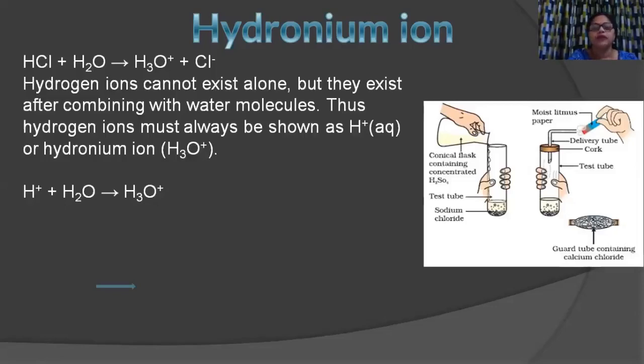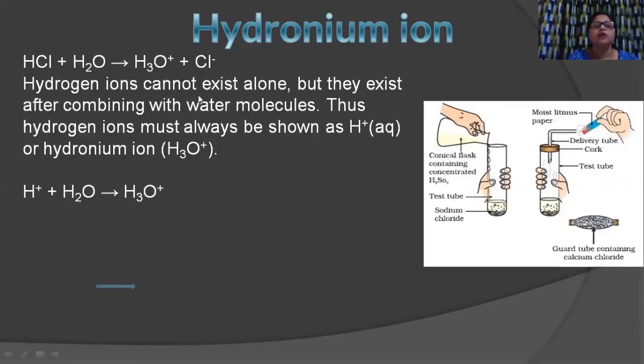Here now we will take the moist blue litmus paper near the delivery tube, and then you will observe that the blue litmus paper has turned red, which means that water plays a very important role in an acid to show its acidic property. In this process, when HCl is dissolved in water, the H plus ion which is released by HCl gets combined with a water molecule to form hydronium ion, H3O positive, and with that chloride ion will also be released.